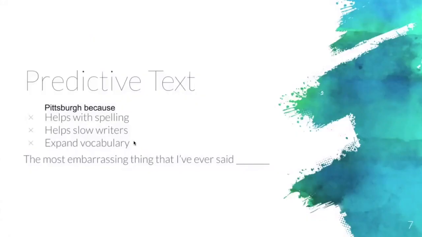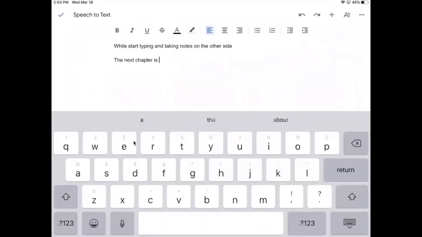Predictive Text. When students use the on-screen keyboard, they will see predictive text appear above the screen. This can help some students with vocabulary, spelling, or relieve some frustration for slower typers.